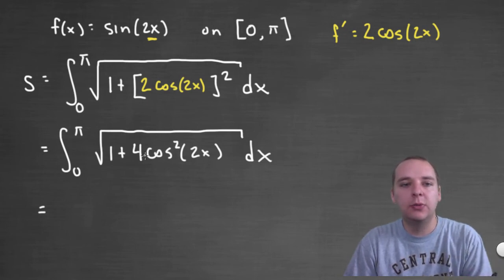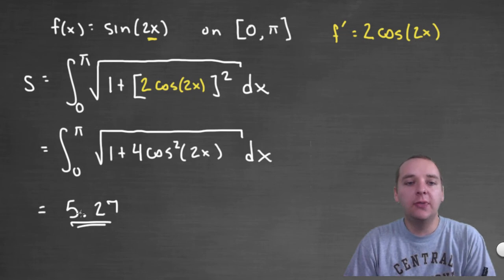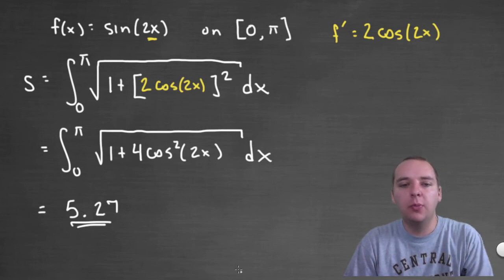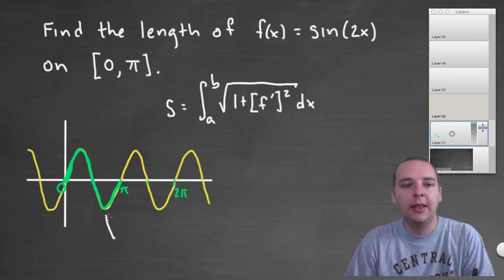I went ahead and did this one before this video, and I got 5.27. So just to save some time, I think that's what you should get after you compute this definite integral. So in any case, what is 5.27? Well, if we go back to our original picture that we started with, that's the length of this curve on the interval from 0 to pi.